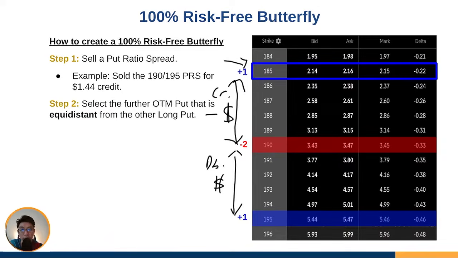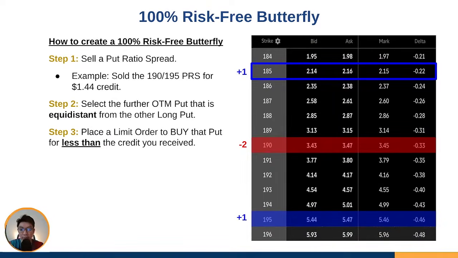But if you choose 184, now suddenly you have a 6-point wide credit spread on the downside. And what that means is that your max profit from your debit spread, which is only $500, cannot cover the max loss of the 6 points, which is $600. Which means there is going to be a risk of about $100 on the downside. So if you want to craft one that is 100% risk-free, then you definitely want to choose an equidistant strike, basically the same width as the embedded debit spread of your initial put ratio spread.